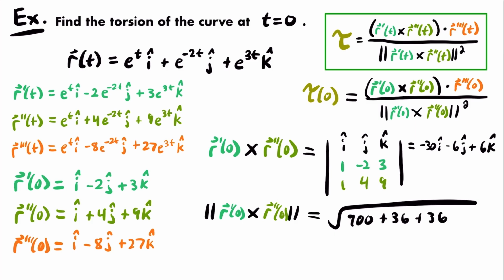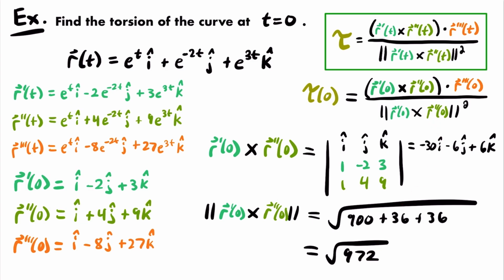Okay, and 900 plus 36 gives us 972. All right, now I think you could simplify that. I think 972 has a factor that is a perfect square, but I'm going to hold off on that because we do end up squaring this magnitude in the formula. So this will just end up being 972 in that denominator, okay?